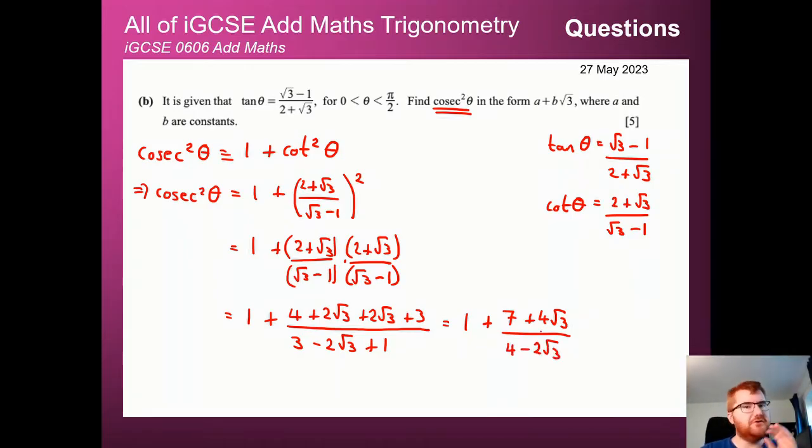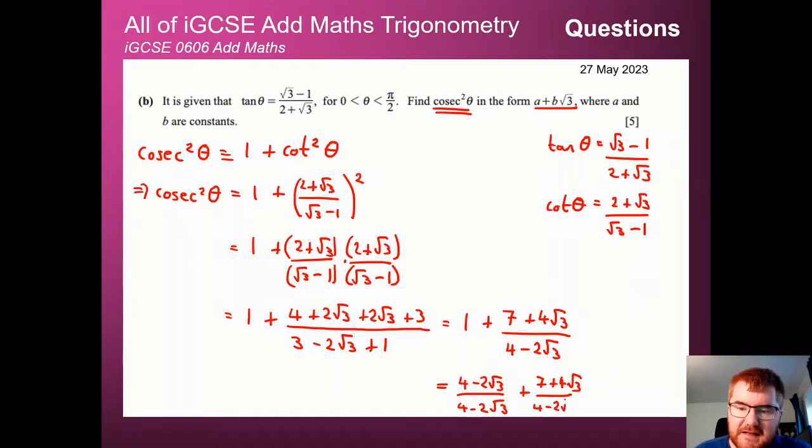At the moment it's looking kind of strange here because we need it as one very clear term, and the way that we do this is by unsimplifying the 1. So we're going to make the 1 into 4 minus 2 root 3 over 4 minus 2 root 3. Essentially, if you simplify this and cancel top and bottom, you get 1. But this gives us the opportunity to put this as one particular fraction. So we just add the numerators here. 7 plus 4 is equal to 11. Minus 2 root 3 plus 4 root 3 is plus 2 root 3. And then the denominator stays the same.